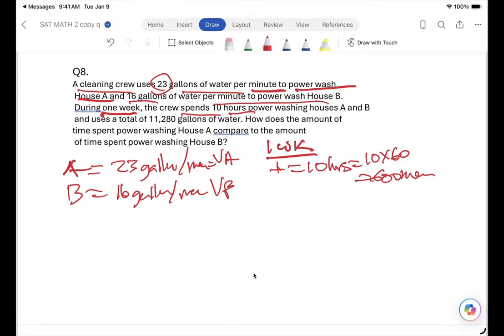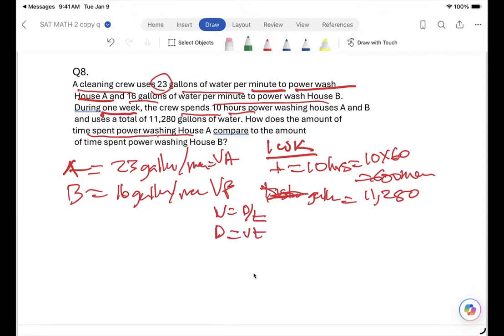And it said to wash house A and B and uses a total. So the total distance, or gallons, they use is 11,280 gallons. How does the amount of time spent power washing A compare to B? You have to know this is a distance-velocity question, right? So you need the distance, which is the gallon amount. Velocity is distance over time, so distance is velocity times time, right?